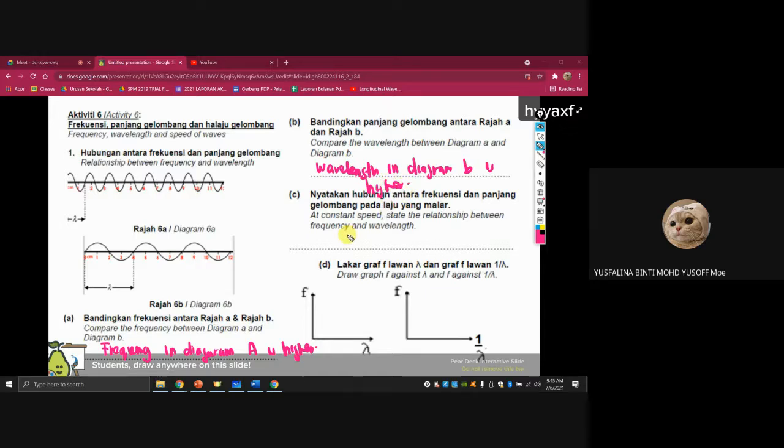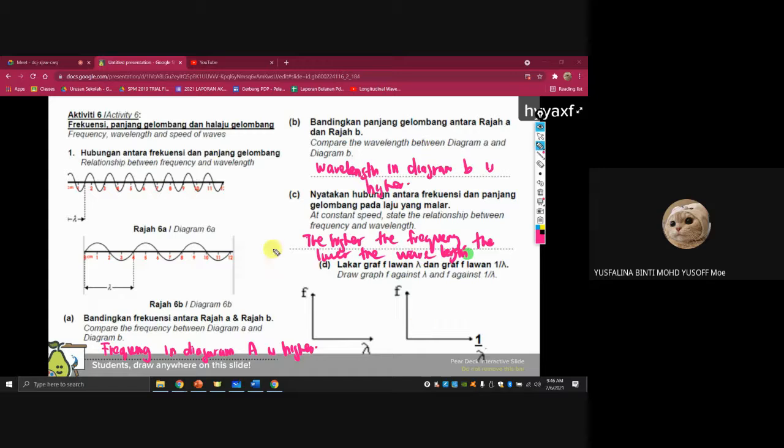Some of you say inversely proportional. Some answer the higher the wavelength, the lower the frequency, or the higher the frequency, the lower the wavelength. Both can. So if I put here, the higher the frequency, the lower the wavelength. Very good.